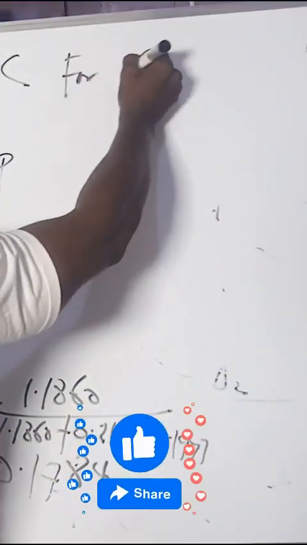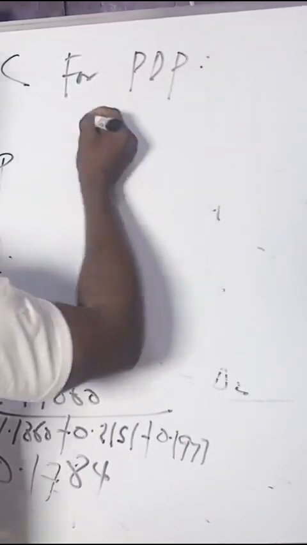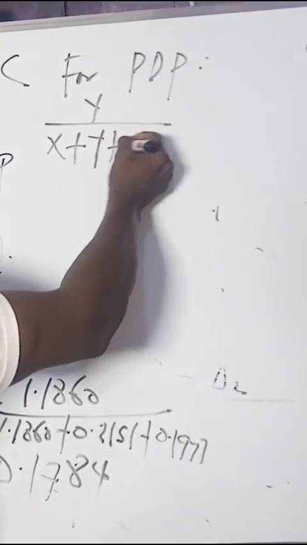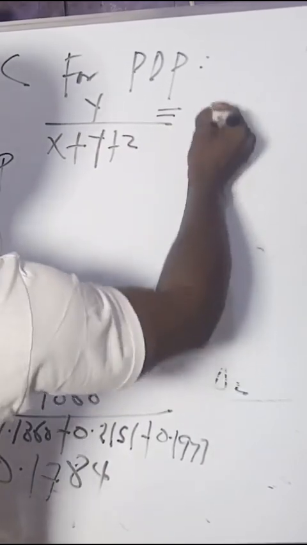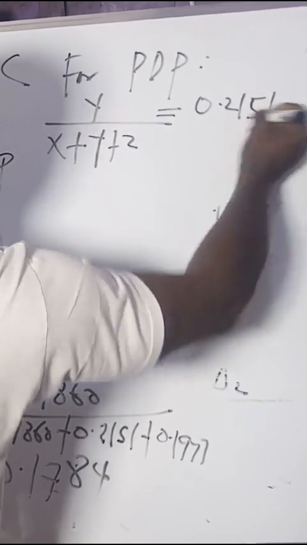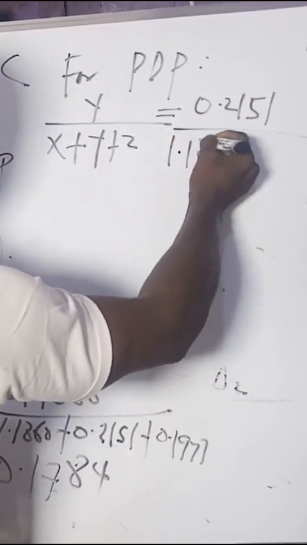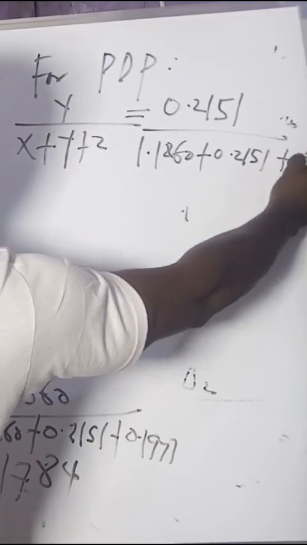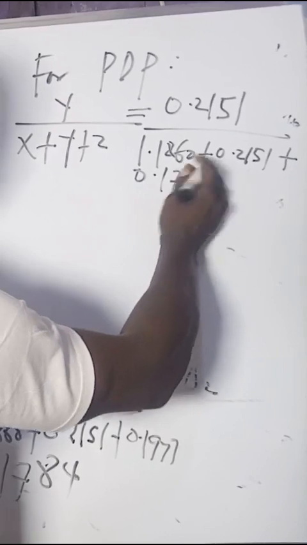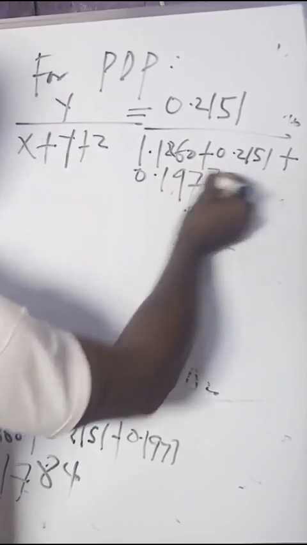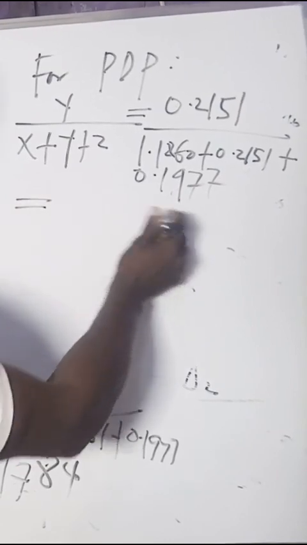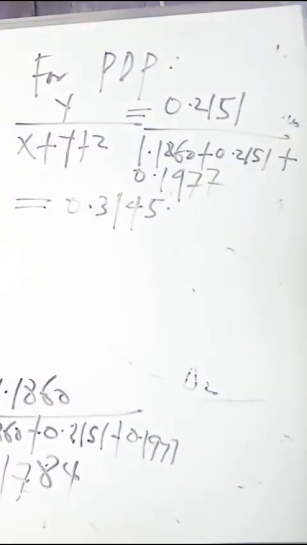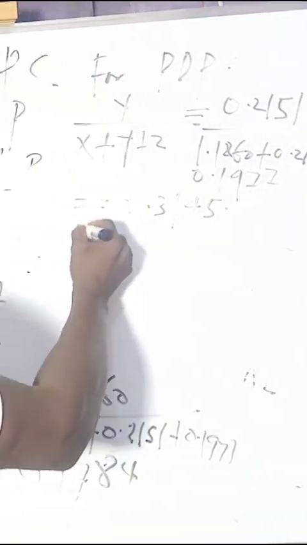Now let's go for the next one, that is for PDP. For PDP, that is y all over x plus y plus z. And that will produce, for PDP, 0.2151 all over the total, which is 1.1860 plus 0.2151, and of course plus 0.1977. So finally for PDP we are going to obtain 0.3145. You can press your calculator for validation.